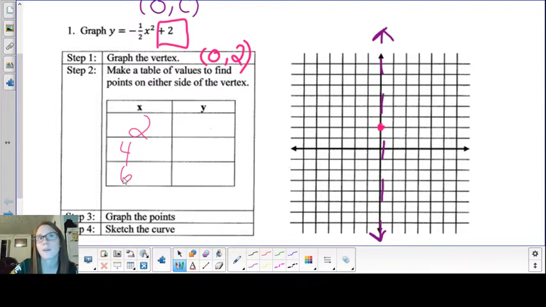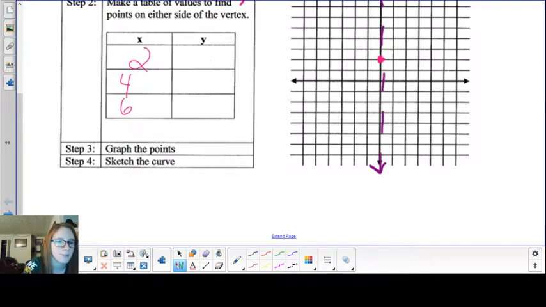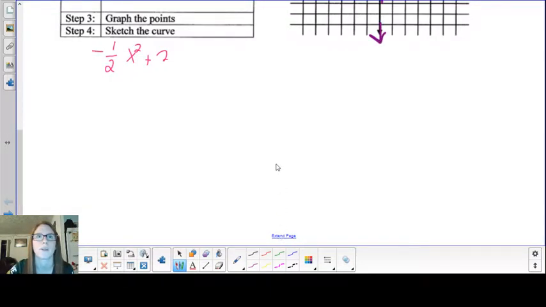And I'm going to go down a little bit so I can show you how to do this in your calculator. So we have negative a half x squared plus 2. All I did was rewrite the problem so that I can see and show you how we're going to plug it in. Okay?